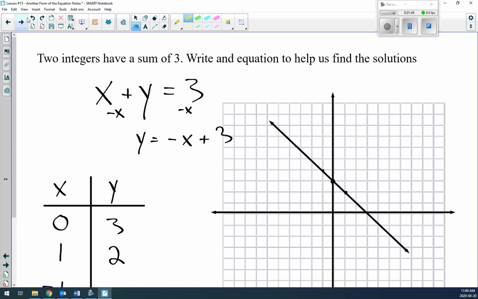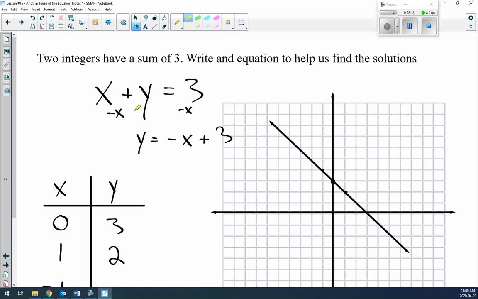So here we go. Sometimes you'll get a question where they don't give you the equation, they give you some words, and you have to turn it into an equation. So two integers have a sum of 3. Okay, two integers. What should we call them? Hey, let's call them x and y. Why not? So we can write x plus y equals 3, sum of 3. Write an equation to help us find the solutions. Again, we want to get this into slope-intercept form, so let's rearrange it.